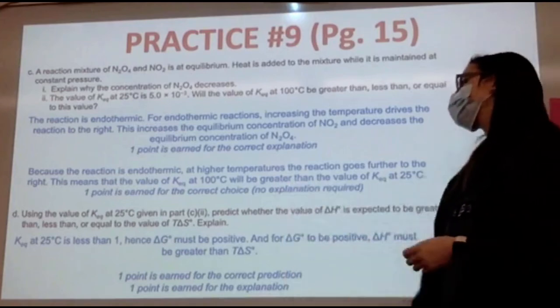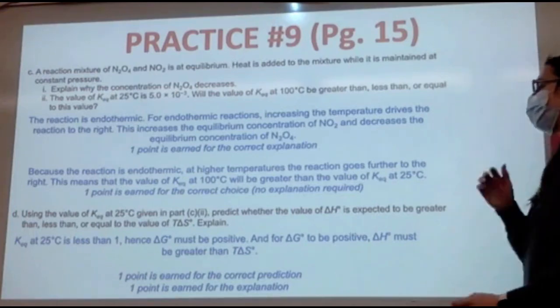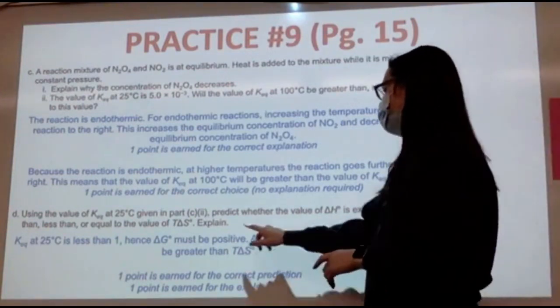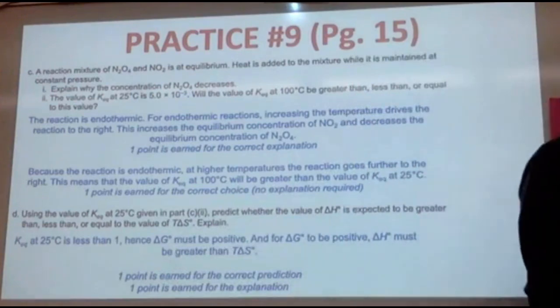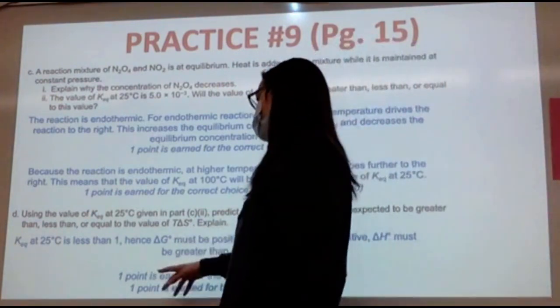Notice how it actually just says 1 point for the correct choice. It doesn't say you had to explain. So you had to say the value of K will be greater at 100 degrees. And then finally, part D: using the value of K at 25 degrees Celsius, given in part 2 of C, predict whether the value of delta H is expected to be greater than, less than, or equal to the value of T delta S, and explain. Based on what they give us here, we need to use the equation delta G equals delta H minus T delta S. And it says explain, so make sure to explain.